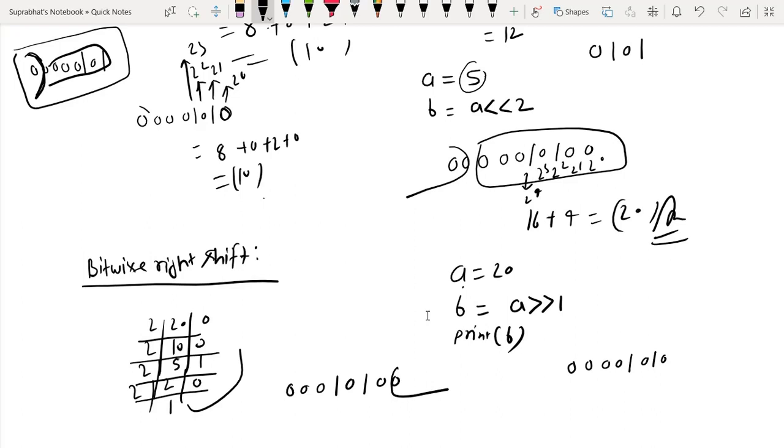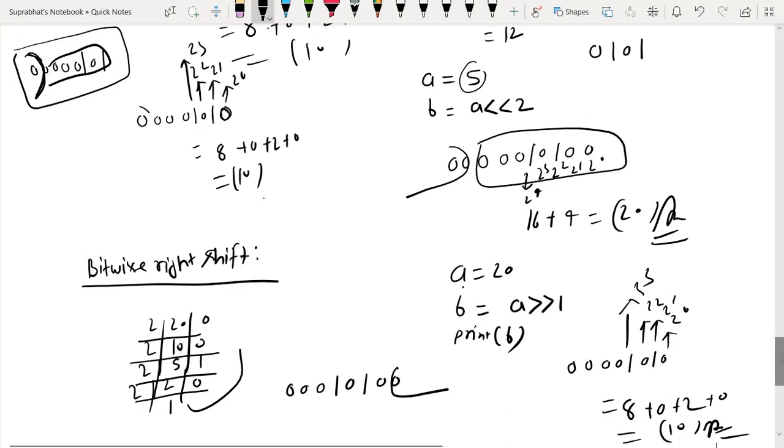This is the 8-bit representation. When I calculate, 2 to the power 0, 2 to the power 1, 2 to the power 2, 2 to the power 3, and the next is 0. So 8 plus 0 plus 2 plus 0, the answer is 10. Okay, clear?